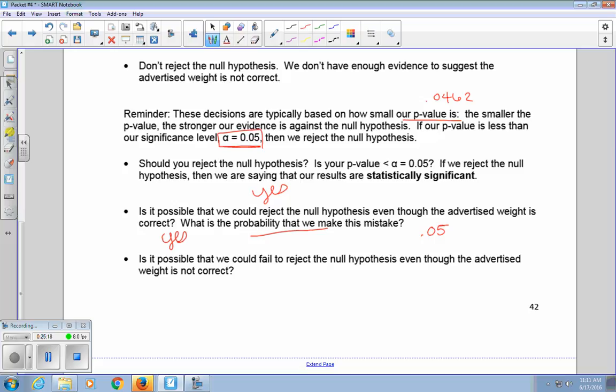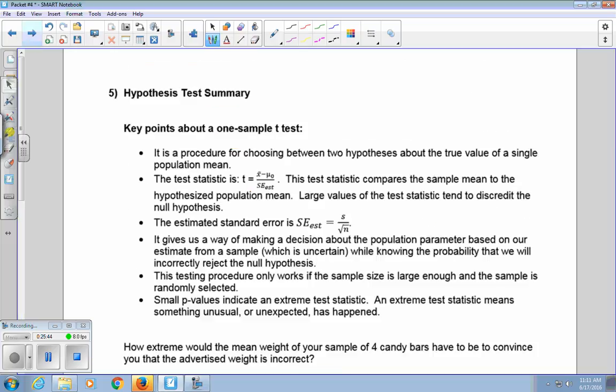Is it possible that we could fail to reject the null hypothesis even though the advertised weight is not correct? Yes, that's also another type of mistake that's possible with a hypothesis test. And we're not going to quantify that in this class. But those are two different types of mistakes you can have.